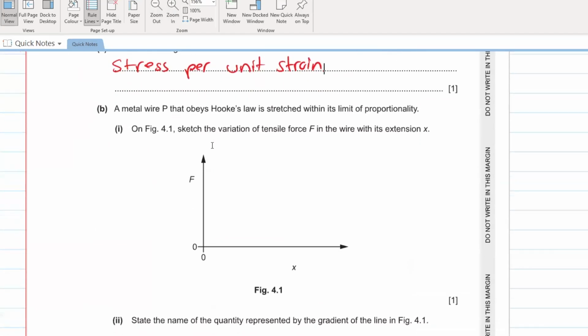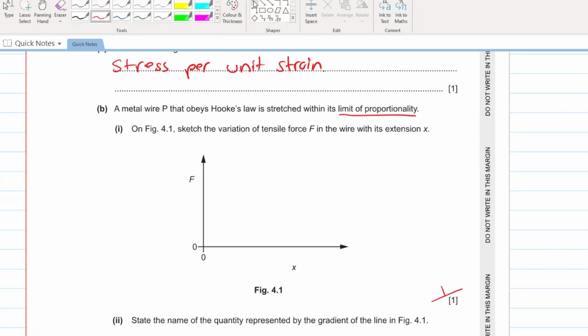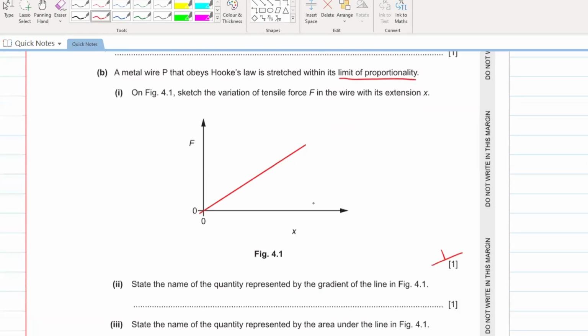A metal wire that obeys Hooke's law is stretched within its limit of proportionality. That means it is obeying the limit of proportionality. On figure 4.1, sketch the variation of the tensile force. Beta, these marks are given to you just to pass. You have to draw the force versus extension graph up to the limit of proportionality, just a straight line.